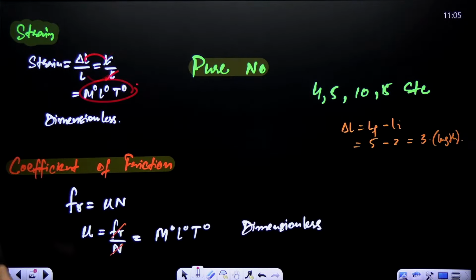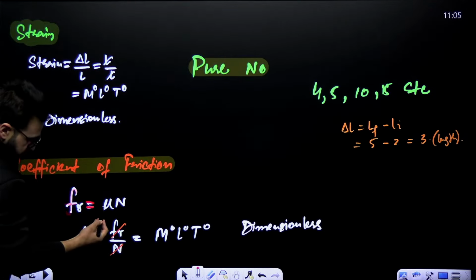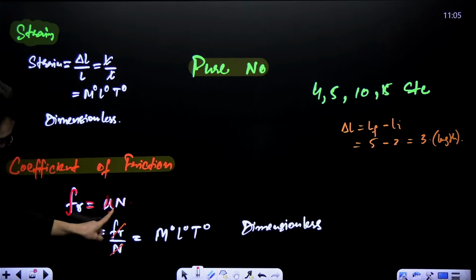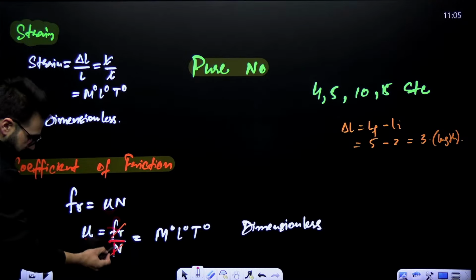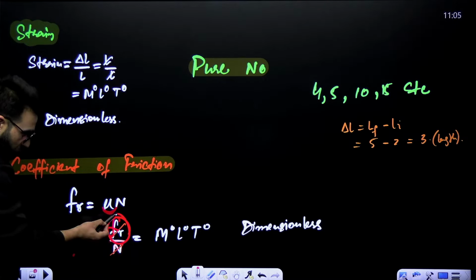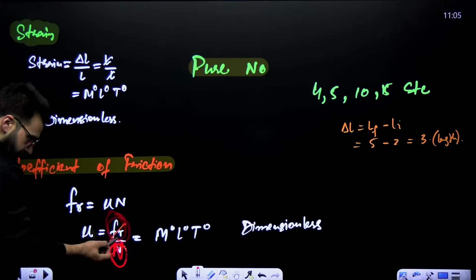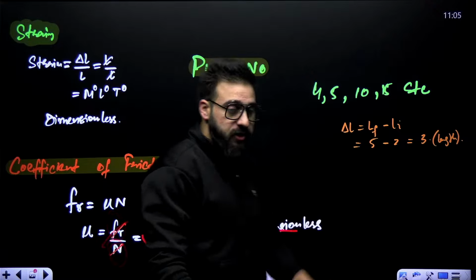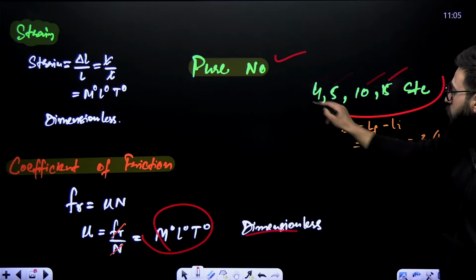Coefficient of friction. Guys, we say friction F is equal to mu times N. This is the formula for frictional force. Here, mu is called the coefficient of friction. Mu will be equal to frictional force divided by normal force. This is force, this is force. This is MLT⁻², this is MLT⁻². This and this will cancel. It will become dimensionless. Pure numbers like 4, 5, 10, 15, all of these are dimensionless.